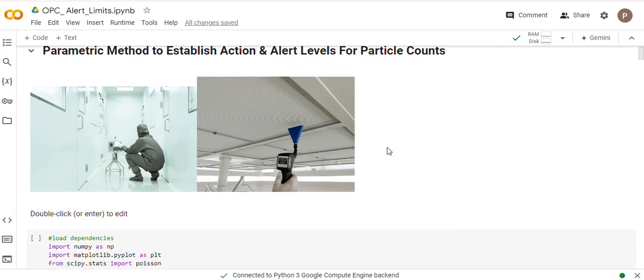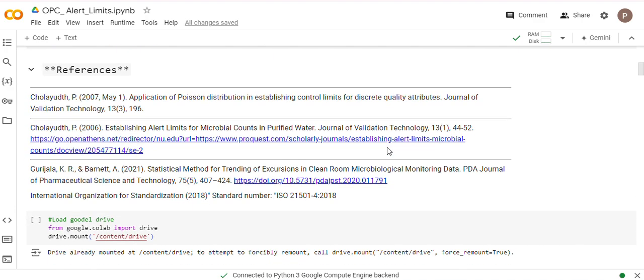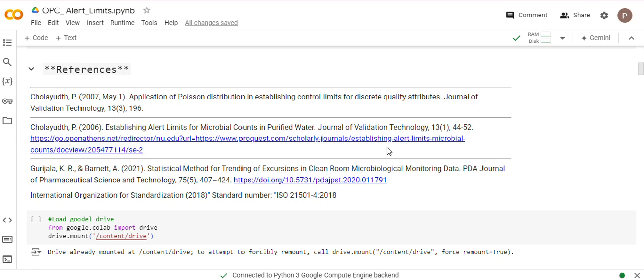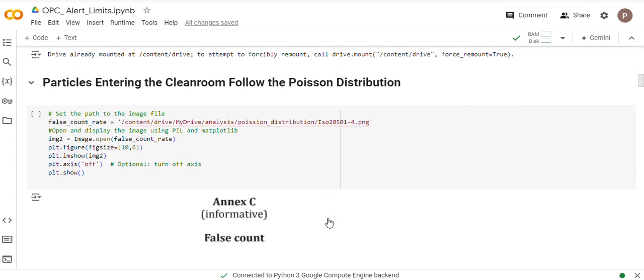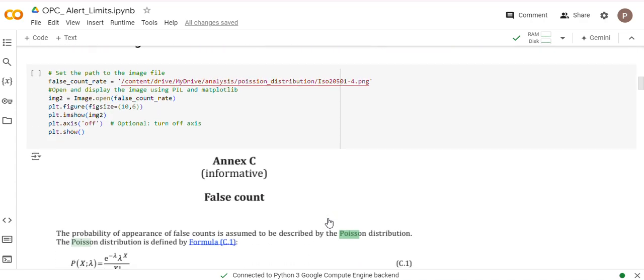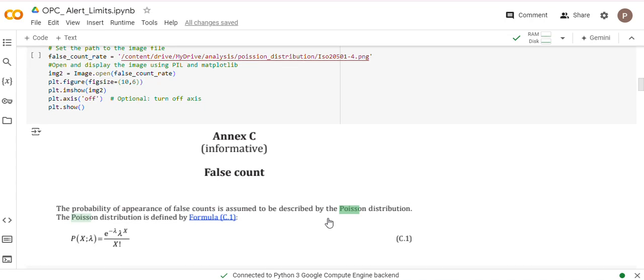So I'm going to explore this parametric method, and I'm going to use these reference points to explain the technique. So here are my references, and I'm going to go through them very quickly right now. So particle counters, particles entering the clean room follow the Poisson distribution. If you look here inside of 21501-4 at Annex C, you'll see that the probability of false particle counts is written here. They specifically express that it is the Poisson distribution that's being used.